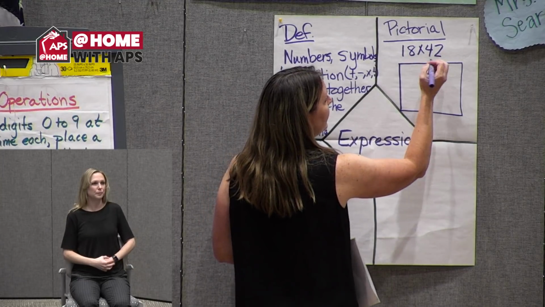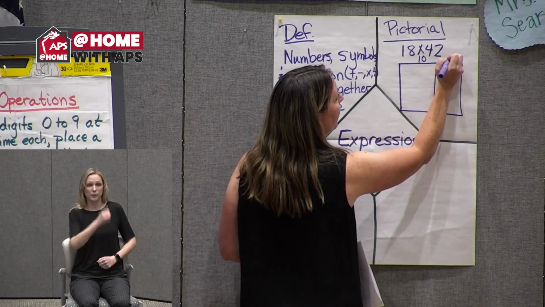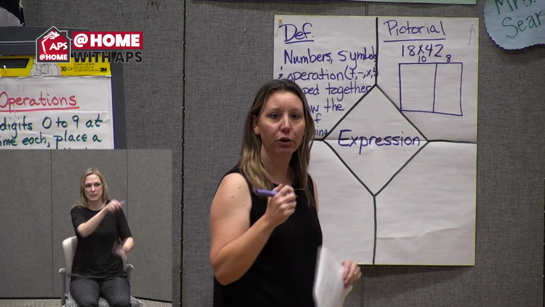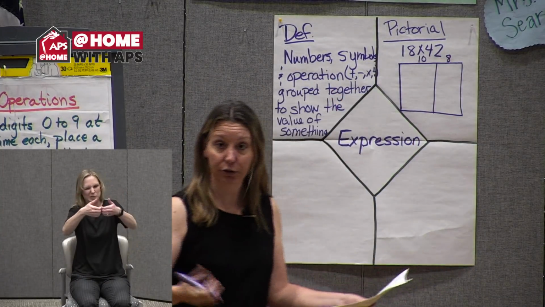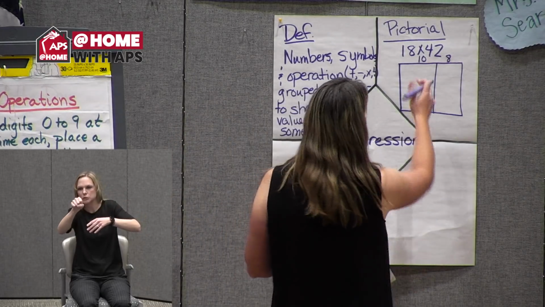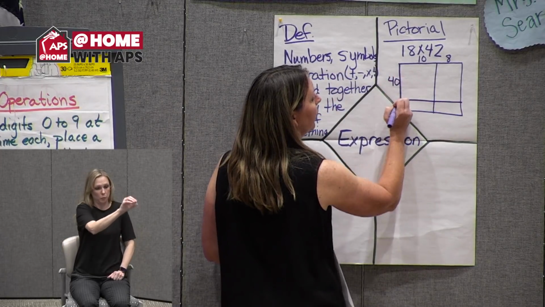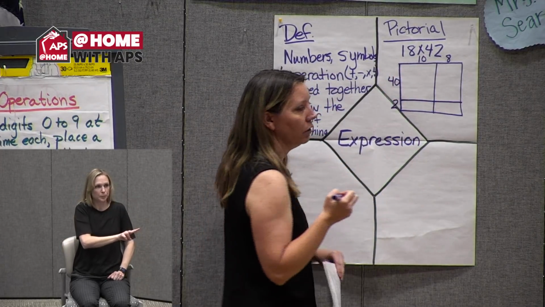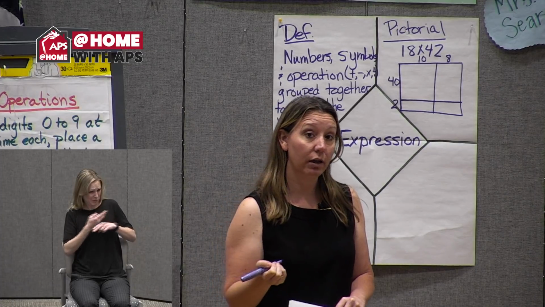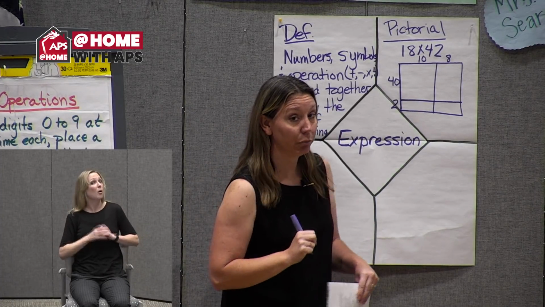And I'm going to put my 18 on the top, so I'll have my 10 and my 8. Yes, in the area model, you've got to separate out into the place value, your tens, your hundreds, your ones. Then down here, we'll do 40 and 2. So we have 40 up here, and then 2 down here. Do you guys remember how to use this area model? All right, perfect. So hopefully you're doing this with me.